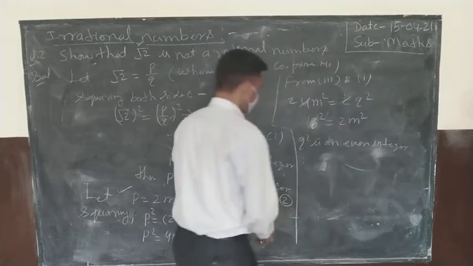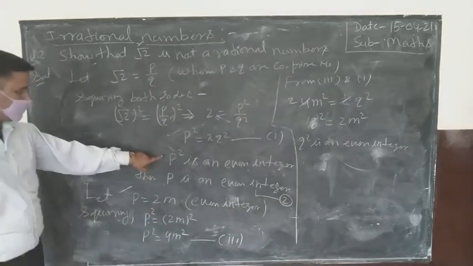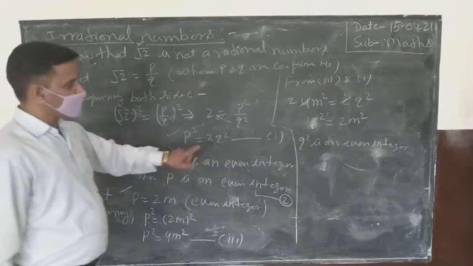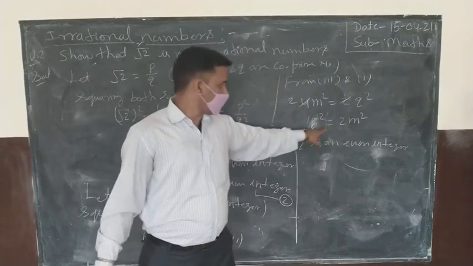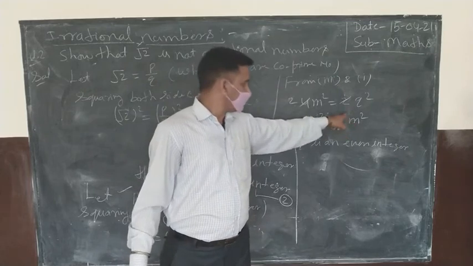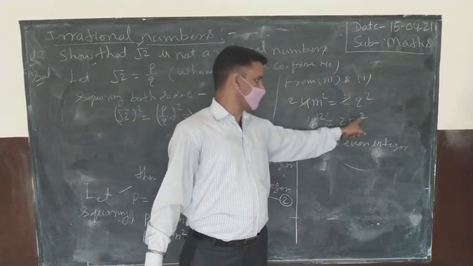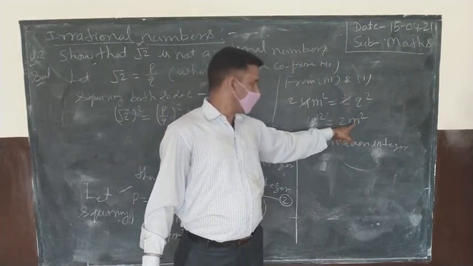Even integer. Same rule here. Why the same rule here? Why is it an even integer? Because it is multiplied by 2. q square equals 2m square. So this portion is the even integer. Complete portion. What is the value of m square?